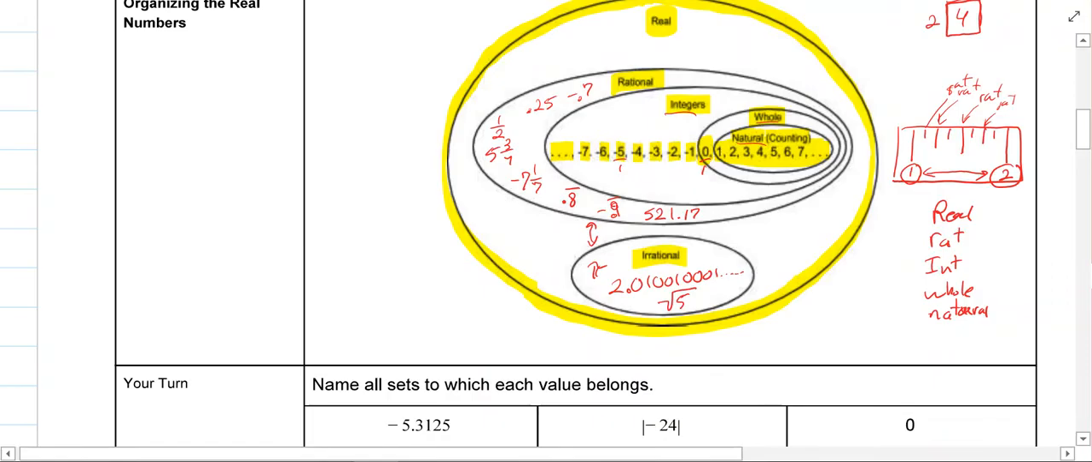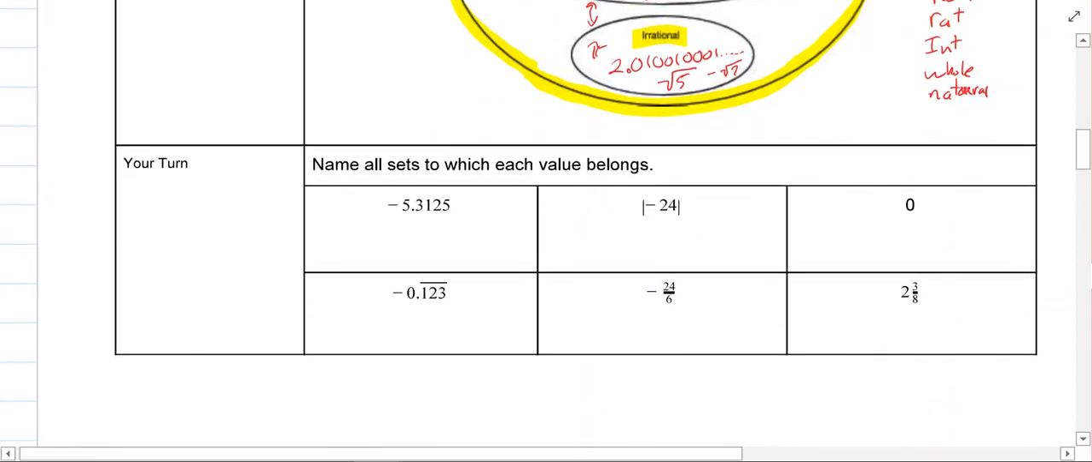Can you have negative irrational numbers? You sure can. So the negative square root of 7. Yep, irrational. All right, let's go down to the your turns. Now, here's where you can just write along with me, or you can stop your video if you think you have an idea, and however you want to do it, whatever is best for your learning.